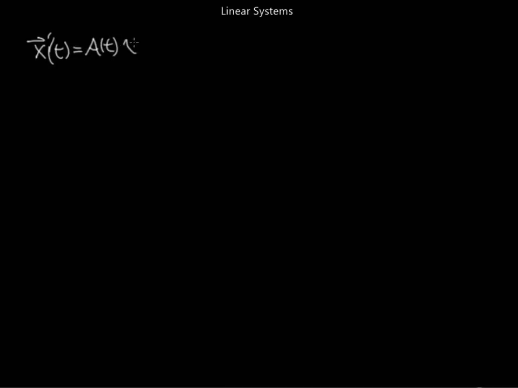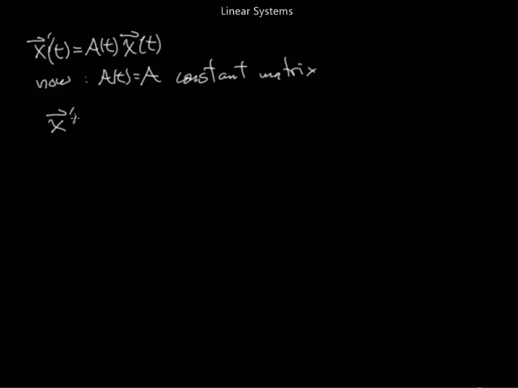Today we're going to talk about systems of differential equations. So we've been talking about linear systems where you have a vector x of t and the derivative of x of t is A times x. And we're going to focus now on the case when A is just a constant matrix. So this is constant coefficient systems of differential equations.